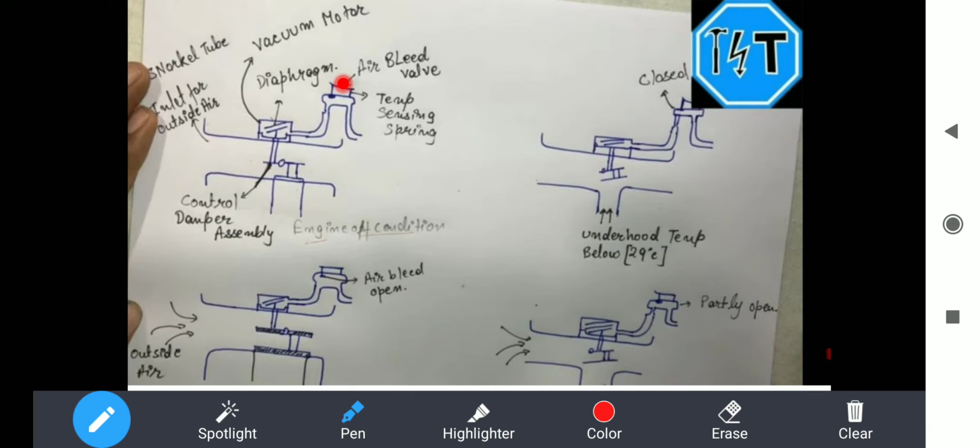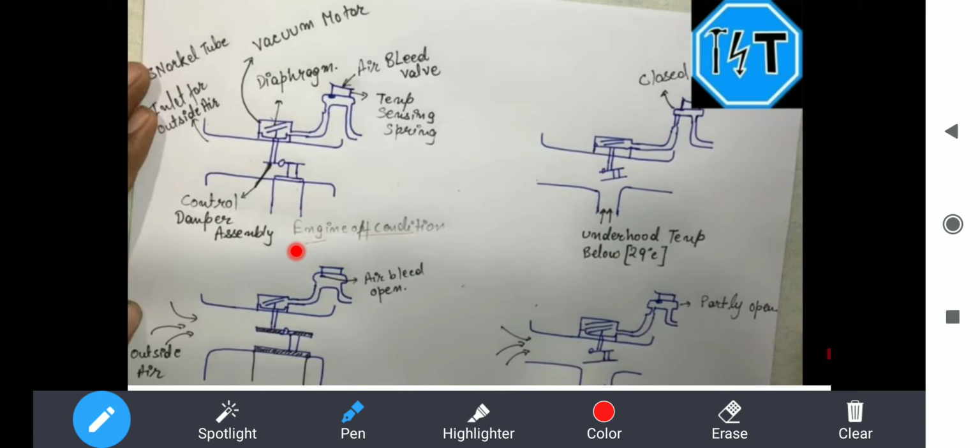Now at the bottom you can see the control damper assembly. Damper assembly means, it is just like one small wall. The hot gases are coming from the engine, it is connected to the engine from where the hot gases are coming. If the pressure is increased, it will lift up. If the pressure is decreased, it will lift down. So this is the simple construction.